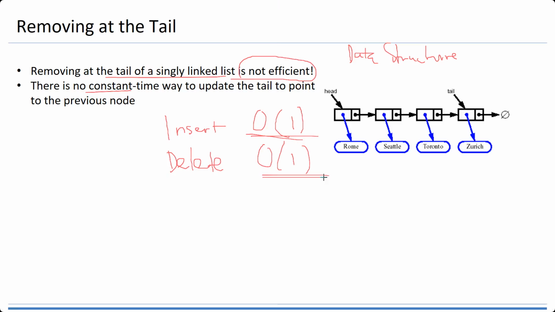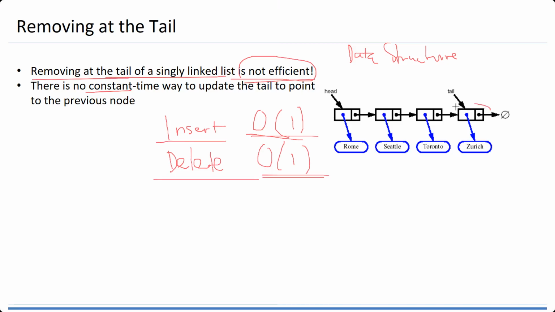So for example, in the inventory, if you want to solve the inventory problem, you can use stack and queue, because for those two data structures, we already learned that the insert and the delete have O(1). But for the linked list, when we want to remove the tail, it is not efficient.